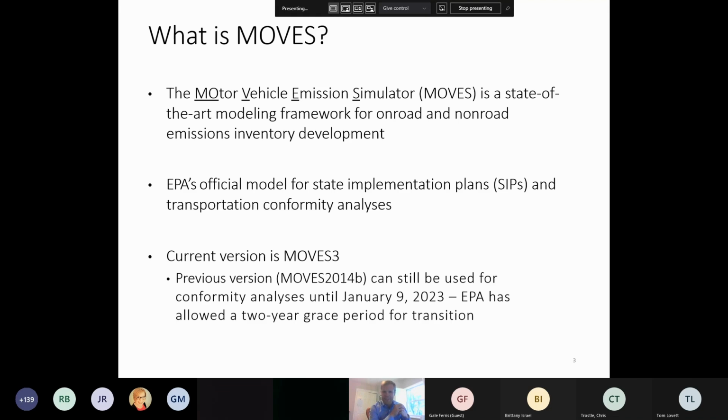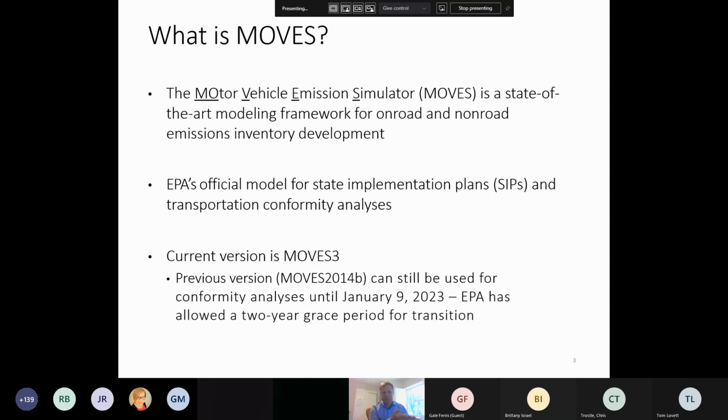So MOVES is the model that's used to develop the emissions that go into those planning efforts. The current version is MOVES3. The previous version was called MOVES2014b. EPA switched from the calendar year to just a number. So that's why we're not MOVES2021 anymore, it's MOVES3.